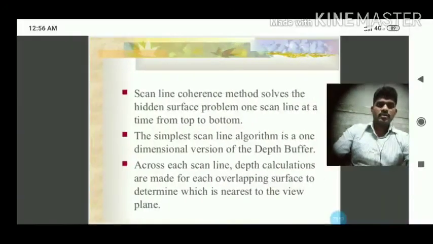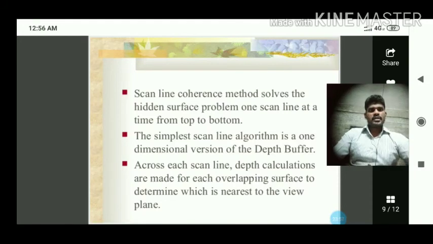The first method is depth comparison, or the Z-buffer method. And the second one is the scanline algorithm. The scanline algorithm we also use for visible surface detection. This is the scanline algorithm.